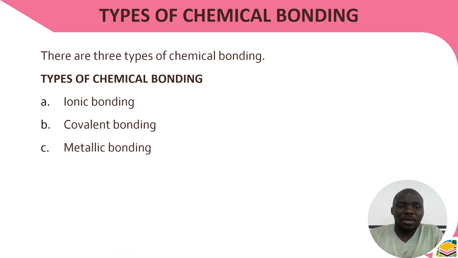So we have talked much about the stability in elements, but now we are going to shift and look at types of chemical bonding. We have several types. To be specific, we have 3 types of chemical bonding, and these are as follows: an ionic bond, covalent bond, and metallic bond. These are the 3 types of chemical bonds that can exist between elements.